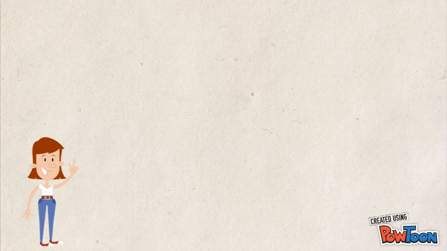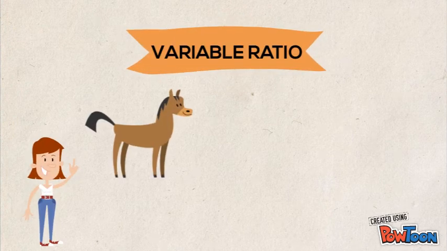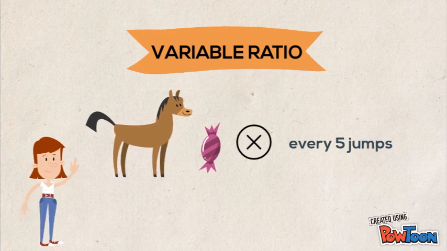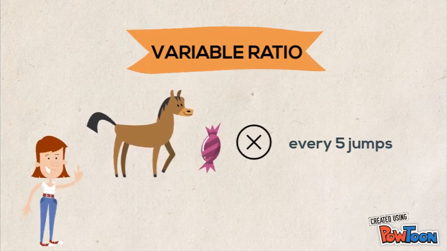In variable ratio, the reinforcer is given after a specific number of responses. For example, a horse is given a candy after every 5 jumps.